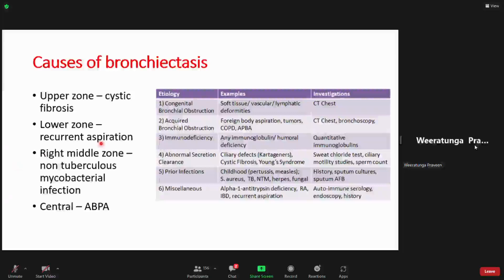Now we go to the causes of bronchiectasis. You can be asked MCQs on these.